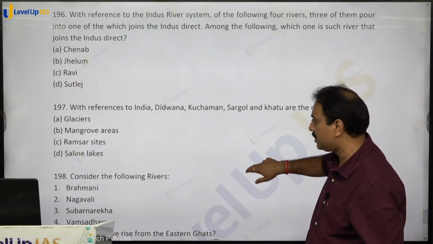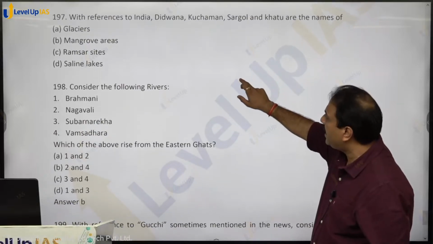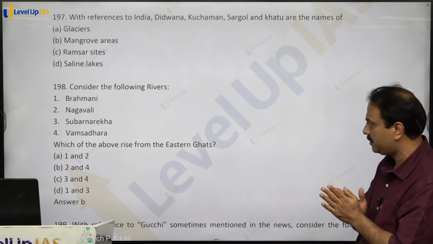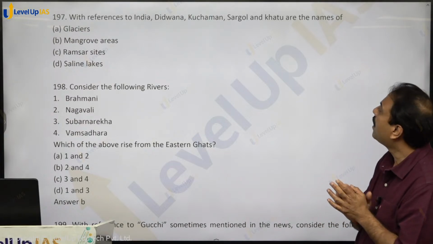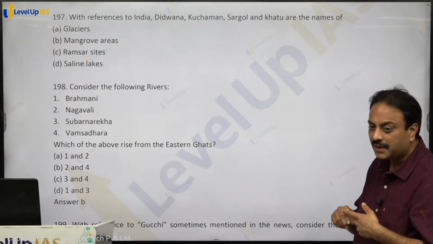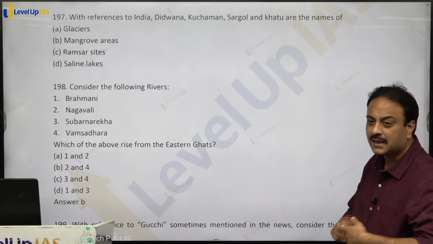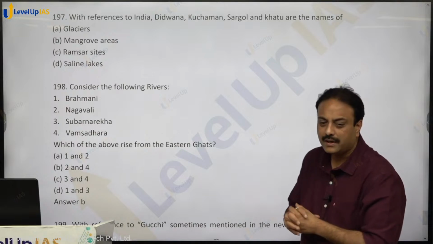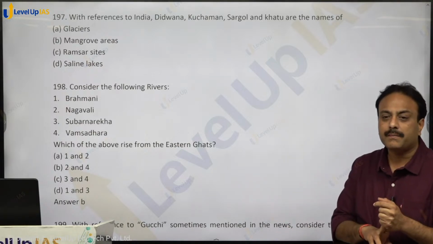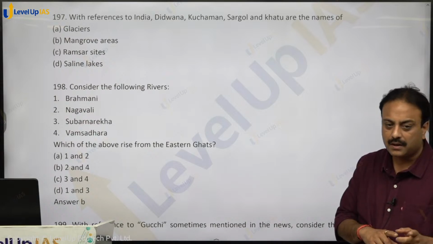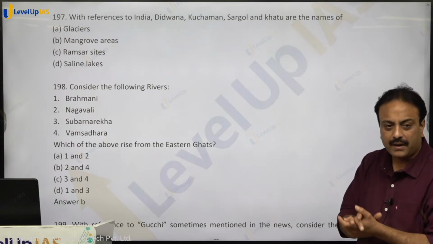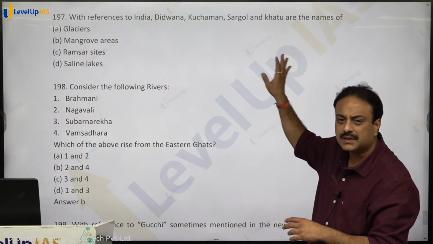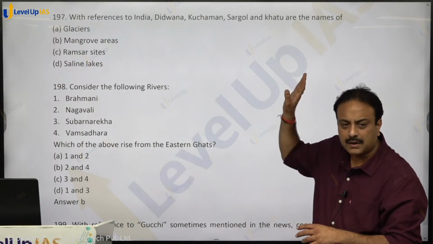D for dog, Satluj. With reference to India, Didwana, Kuchaman, Sargol, Khatu are the names of. How will you solve these types of questions if they come in the examination? Saline lakes everyone knows because UPSC has asked. We have gone through the PYQs. Didwana is known for manufacture of salt along with Sambhar Lake. That can be one of the clues if you know that. If you don't know that, then Khatu, one of the famous temples over there, Khatu Shamji temple.